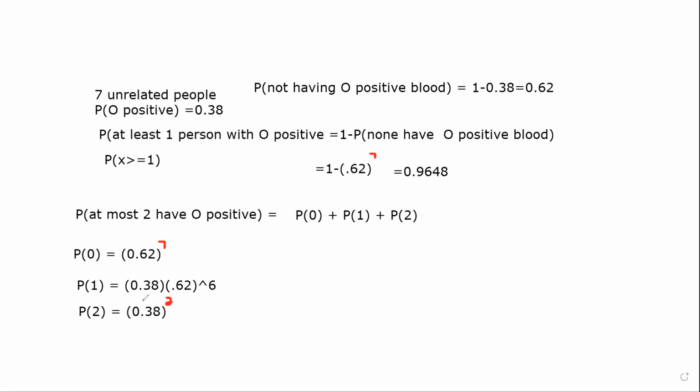And remember, we're choosing a total of seven. So we have the other five people who don't. And we're going to have to add those up so that we can figure out what to do there. So I'm going to go ahead now and put these in the calculator, add them up. Okay. And at most two have O positive blood.